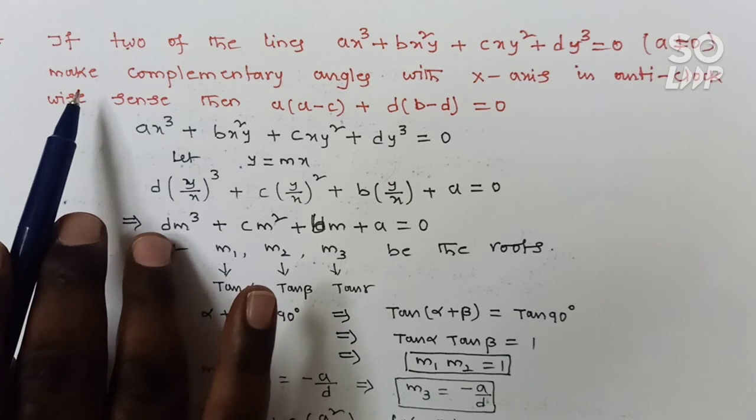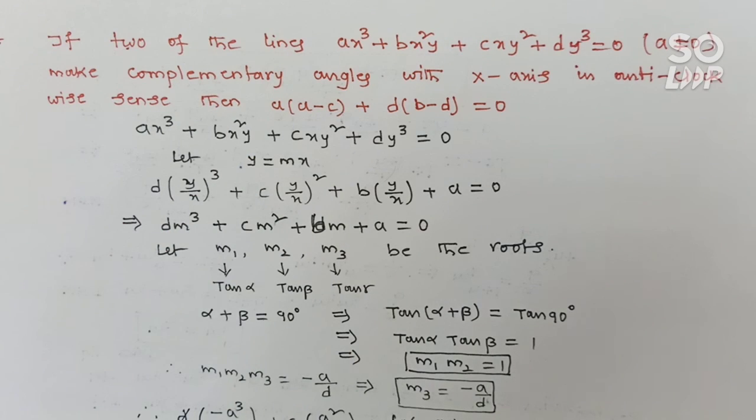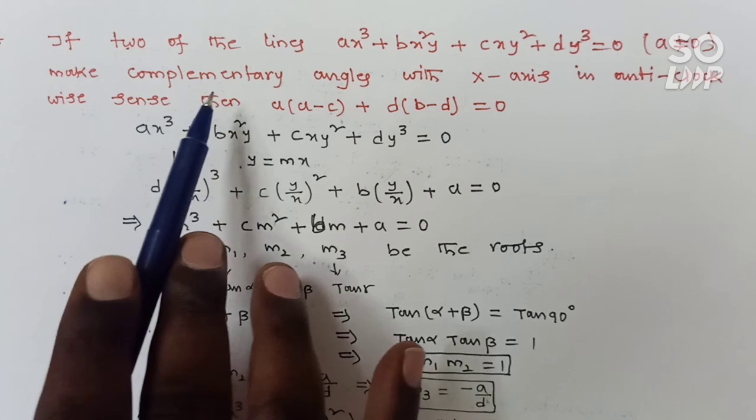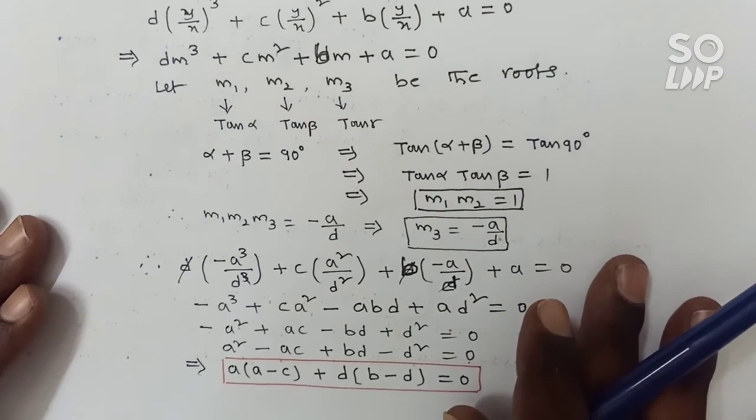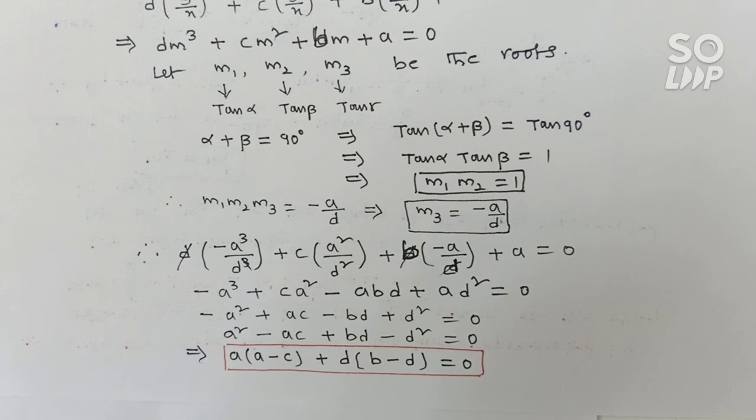Here what is the condition? Two of the lines make complementary angles with the x-axis. That is the condition. Now in this same model question, two of the lines make complementary angles, meaning the sum of the two inclinations will be 90 degrees. In the previous question, two of the lines represented by the given equation were perpendicular. So you understand the variation between the previous question and this question. Final result will be a into a minus c plus d into b minus d is equal to 0.